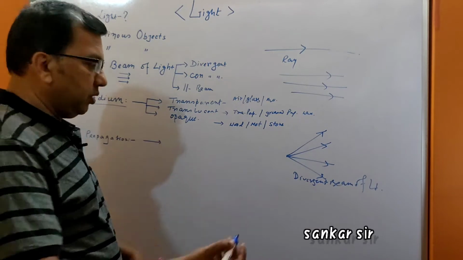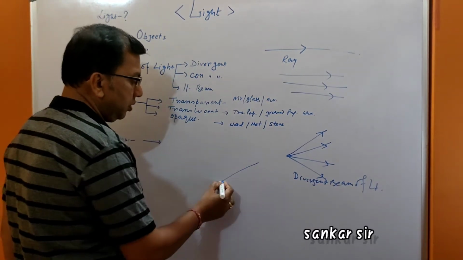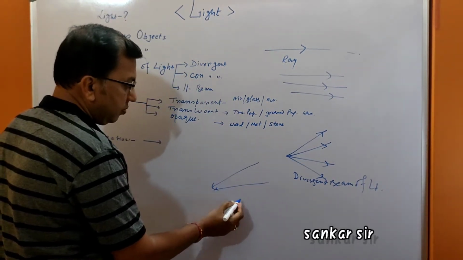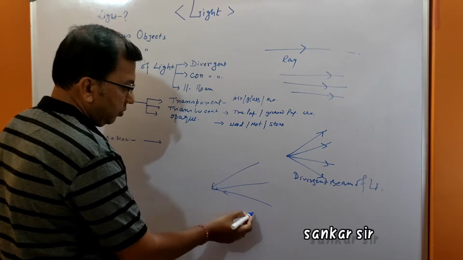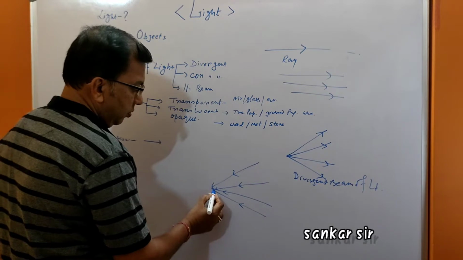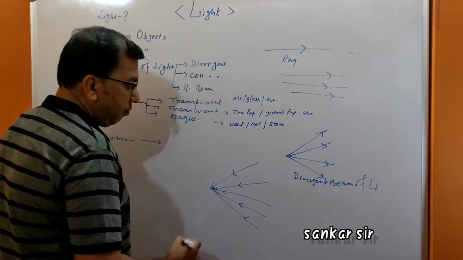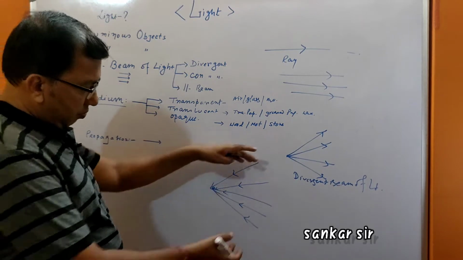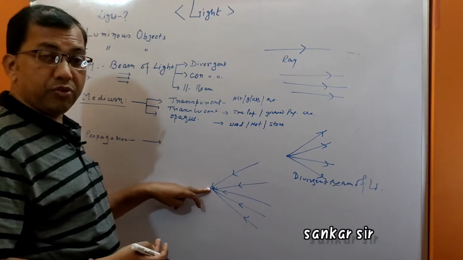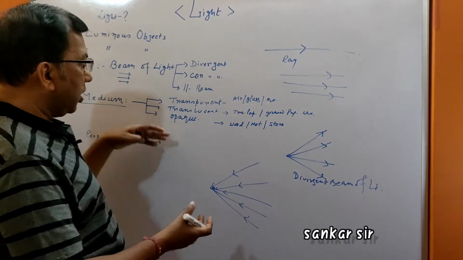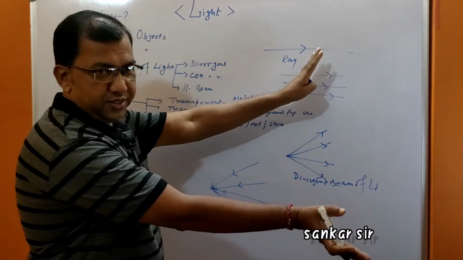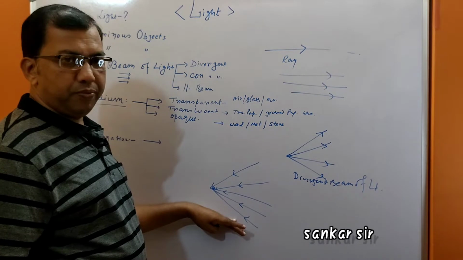Convergent is the opposite. When light is coming from various directions and meets at a particular point, that is the convergent beam. The rays converge at a particular point. From the point where they spread out, it is a divergent beam.